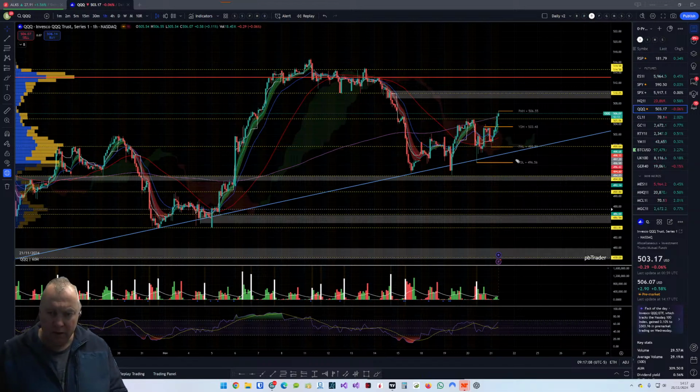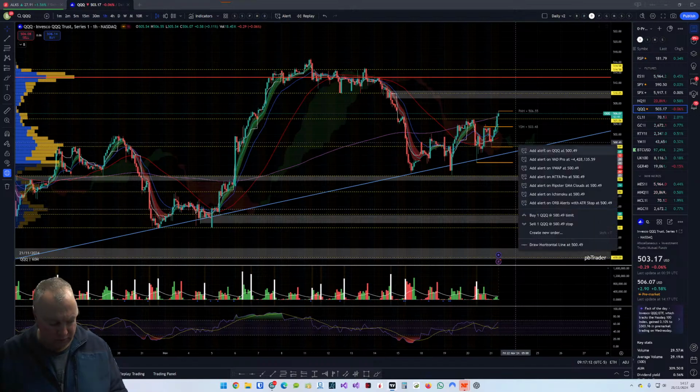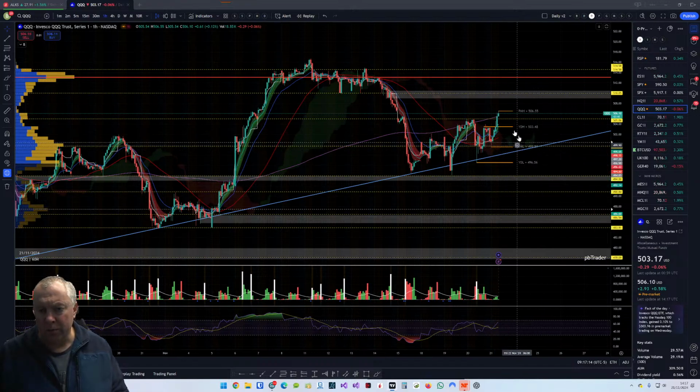I'm going to put an alert in there as well. Again, if you use TradingView, hold down Control and Alt. You can put the alert anywhere on the chart instead of just using the side.